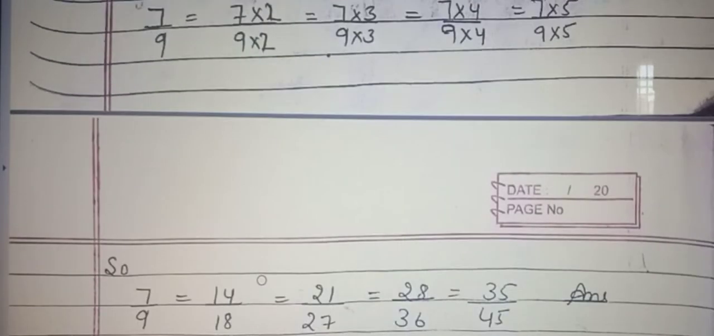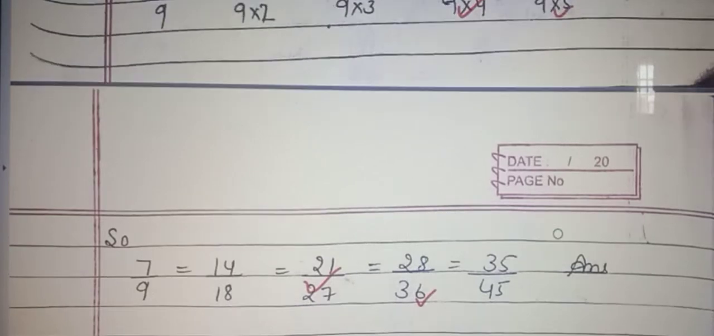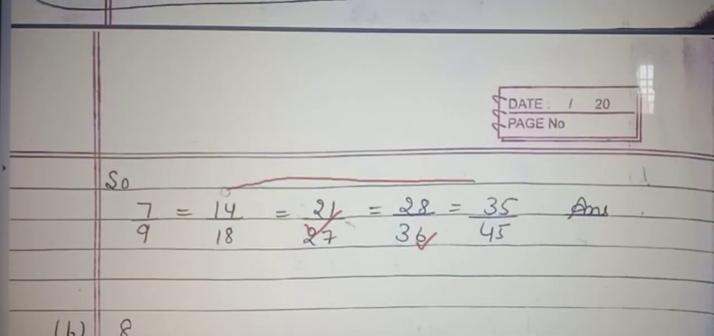So after multiplication we get 14 upon 18 when we multiply 7 with 2 and 9 with 2. And when we multiply 7 with 3 and 9 with 3, we get 21 upon 27. After that, 7 4s are 28, 9 4s are 36. And the last equivalent fraction is 7 5s are 35 and 9 5s are 45. So these are the 4 equivalent fractions of 7 upon 9.